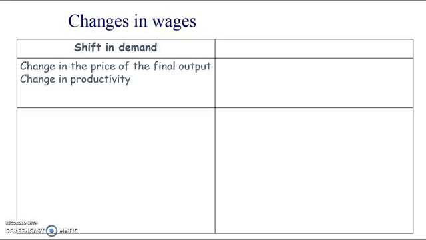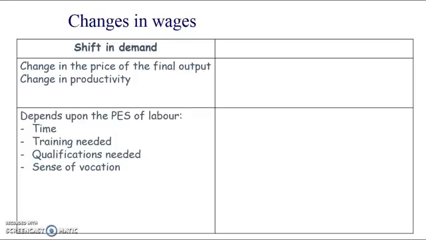So in terms of changes in wages, we know from AS Year 1 microeconomics that a change in the price is either caused by a shift in demand or a shift in supply, or sometimes a shift in both of them. So any shift in demand, we know from the marginal revenue product theory, is caused by a change in the price of the final output because labour is derived demand, or a change in productivity. So if we have an increase in the price and an increase in productivity, we're going to see demand for labour shift outwards. If we have a decrease in the price of the final output or a decrease in productivity, demand is going to shift inwards.